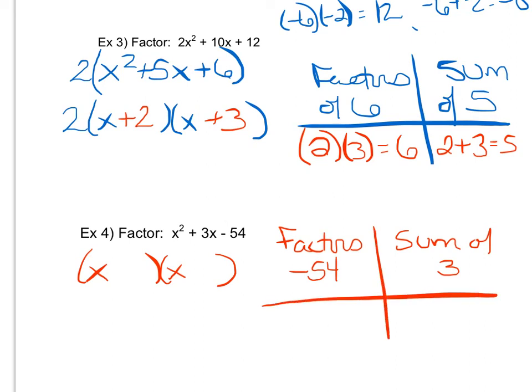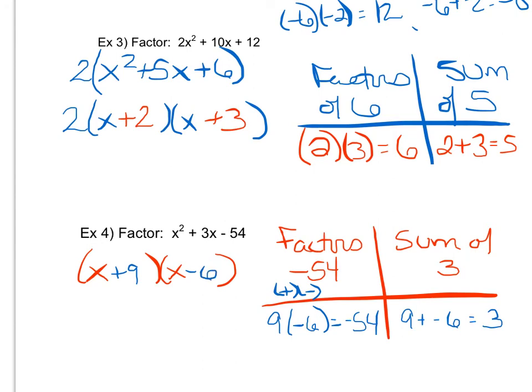Well, I know that in order to get a negative, I'm going to have to do a positive times a negative. And since I want my addition problem to be positive, my bigger number better be positive. So I'm going to go ahead, and maybe you had to go through some trials, and that's okay. The whole point of this table is to give you some space to do some guessing. I get 9 times negative 6 is negative 54. 9 plus negative 6 equals positive 3. So I'm going to go ahead and put my positive 9 and my negative 6 in here.